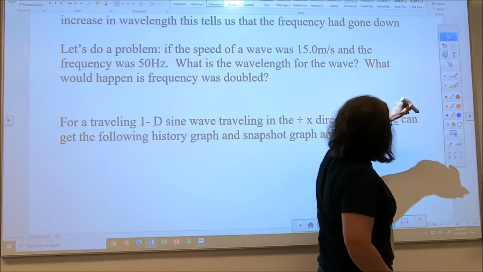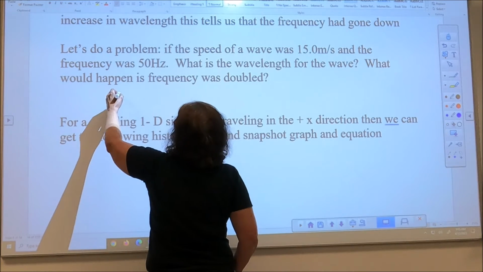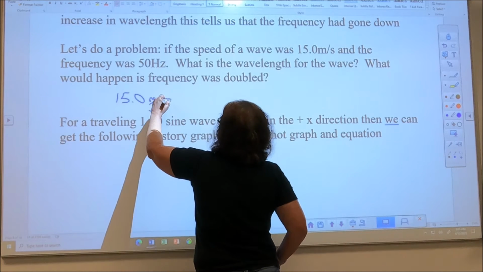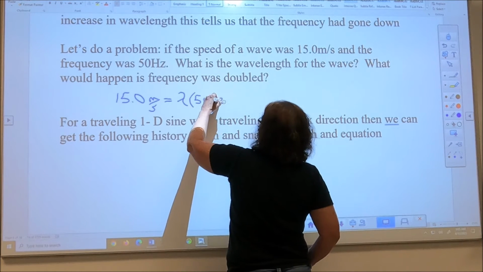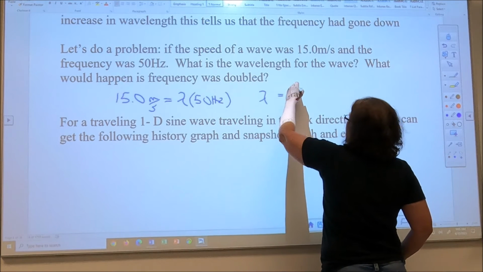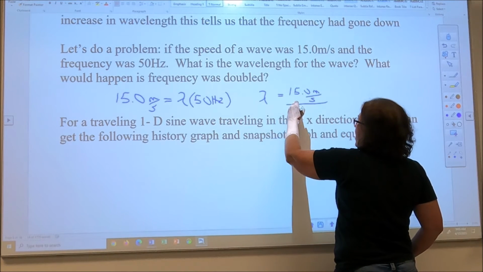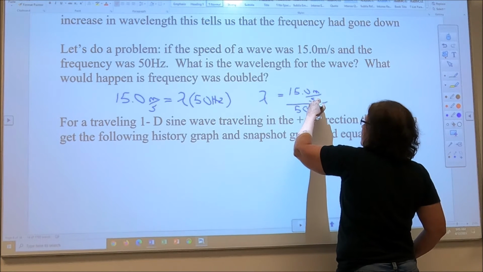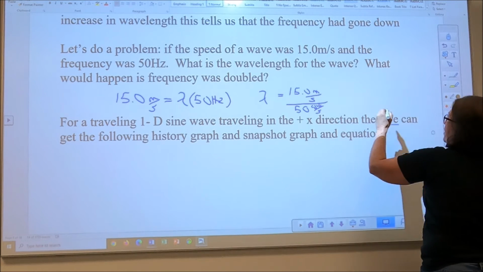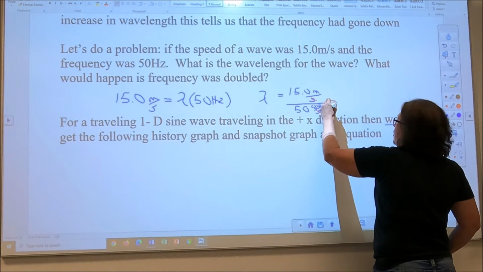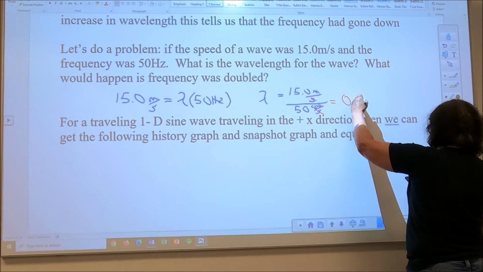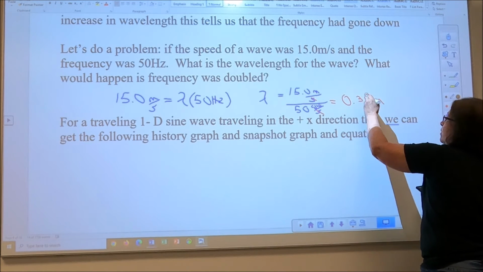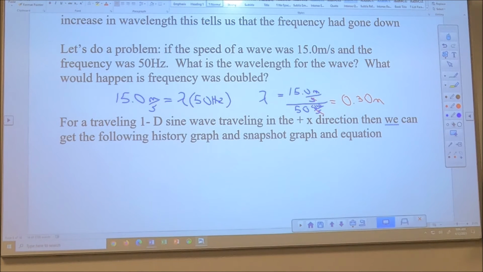So I can go 15.0 meters per second has to equal the wavelength lambda times the frequency, 50 hertz. So that means that lambda has to equal 15.0 meters per second divided by 50 hertz, and that's a cycle per second. So notice that seconds and seconds are going to divide out. And remember that cycles is a made-up unit. So 15 divided by 50 gives me a 0.30 meter wavelength.